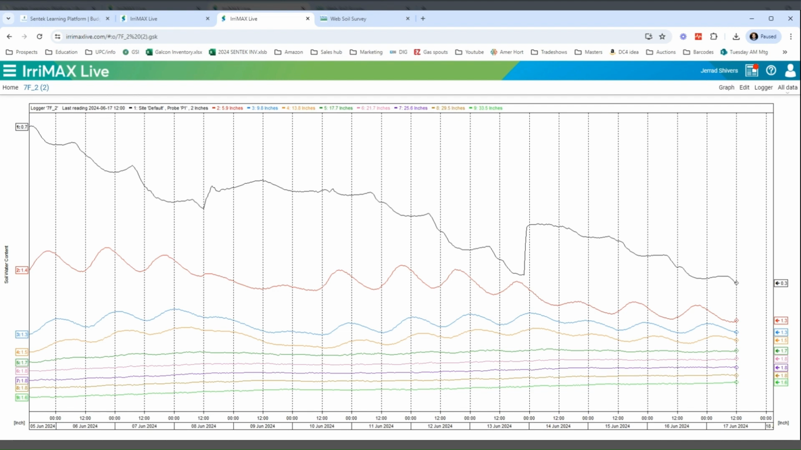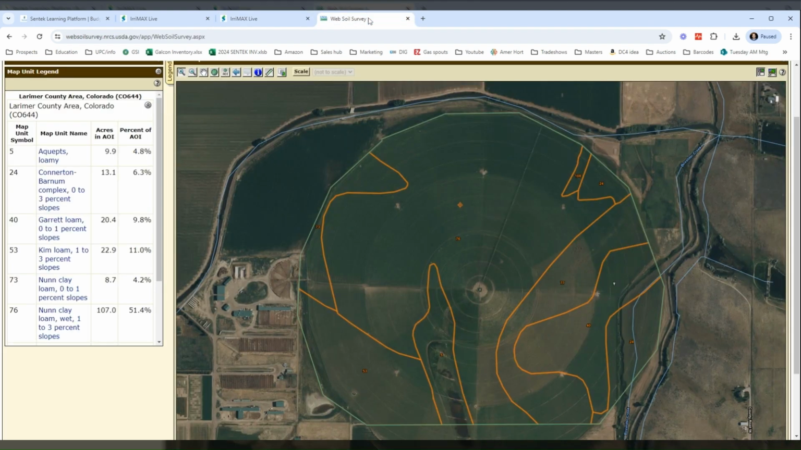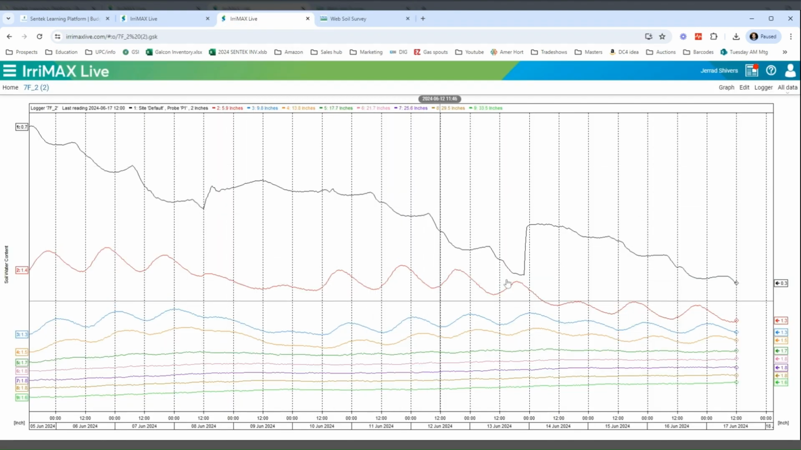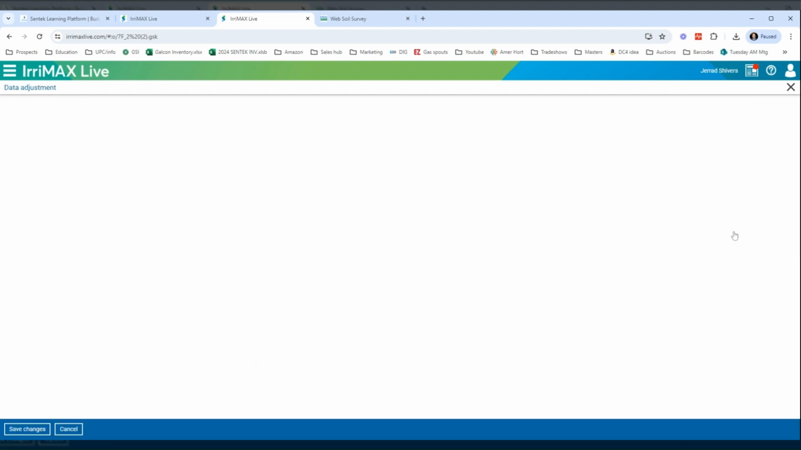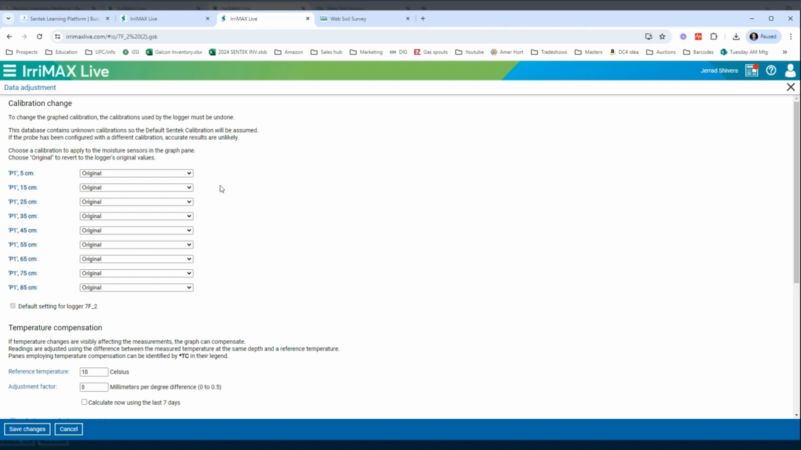Now, there are obvious limitations to this, okay? Let's jump into what some of the limitations are. The first thing is, let's talk about calibration, okay? We have a lot of calibrations. You're more than welcome to play with those. If you jump over here into edit, you can do a data adjustment, and you can recalibrate each sensor into a different soil type that you feel is closer to your soil.